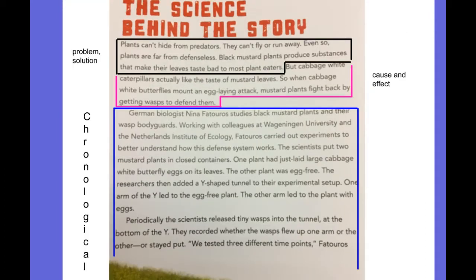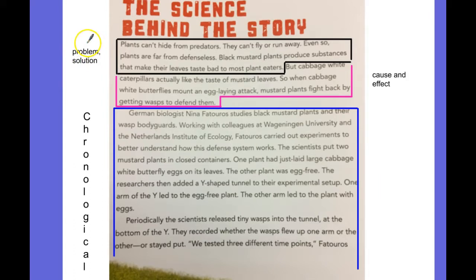Okay, boys and girls, hopefully you actually paused the video and did the reading and what I asked. So if we read through, we've divided it into chunks, and it says plants can hide from predators. They can't fly or run away. Even so, plants are far from defenseless. Black mustard plants produce substances that make their leaves taste bad to most eaters.